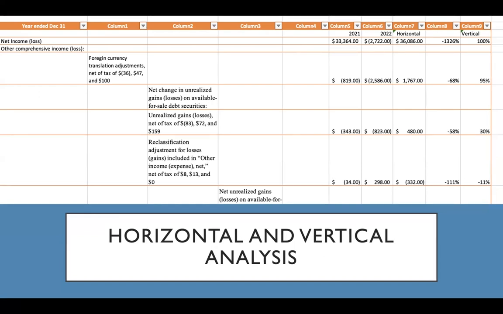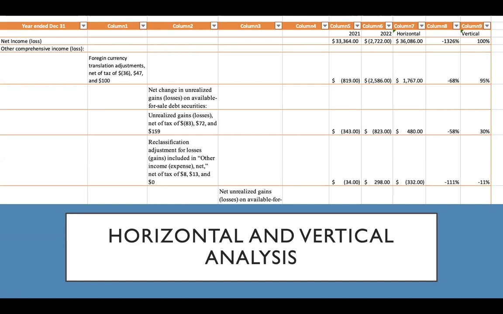We see on the horizontal analysis that this is a net change of negative 1,326%. That's an incredibly quick turnaround in the wrong direction for Amazon. So the question then remains is why that change became so drastic for Amazon.